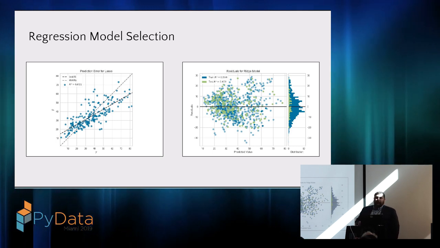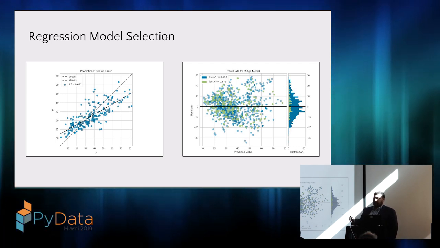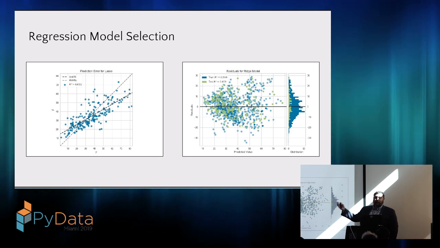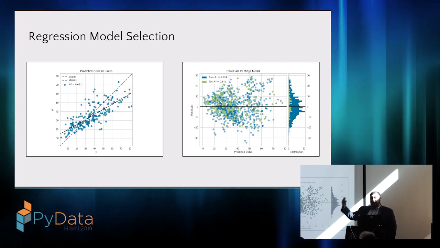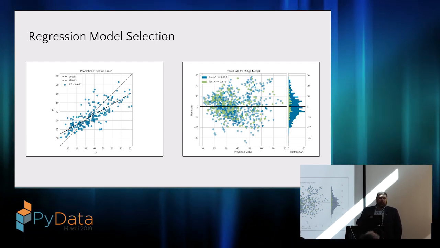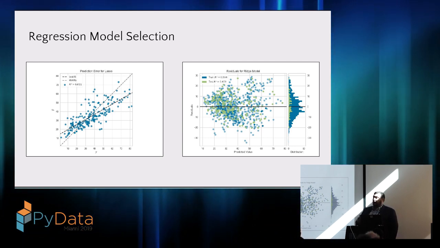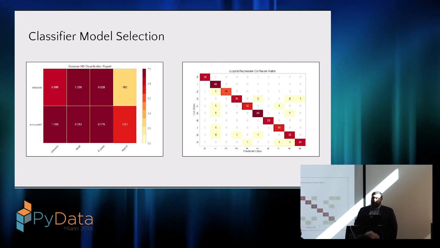So for example, do we have heteroscedasticity in my model, right? Is this thing better and more variable in one area of my target than another? Am I erring higher or am I erring lower than the target? This can dramatically inform what model you select depending on what your requirements are.